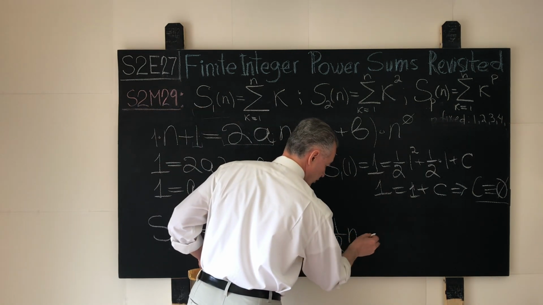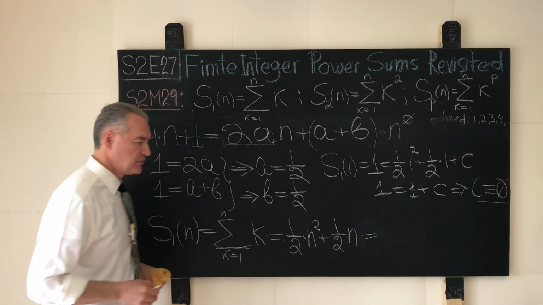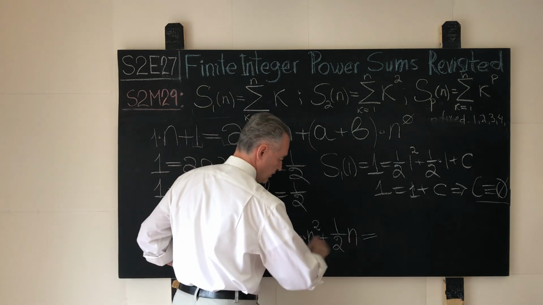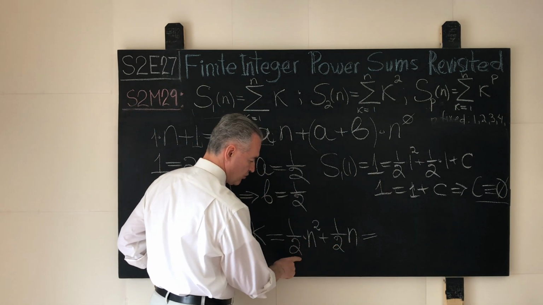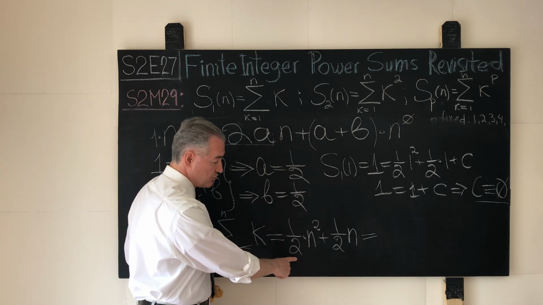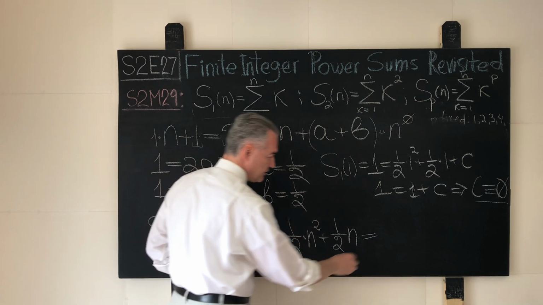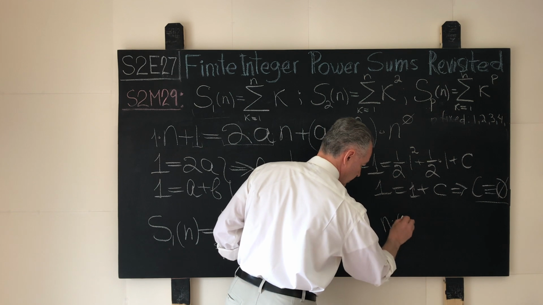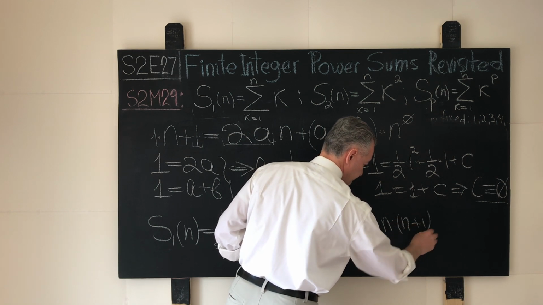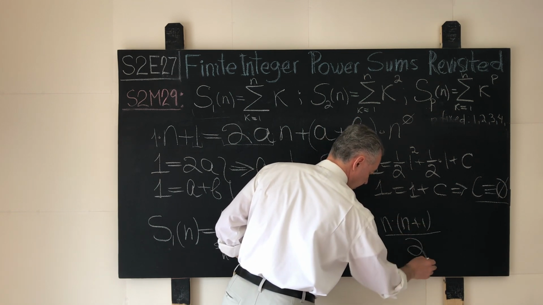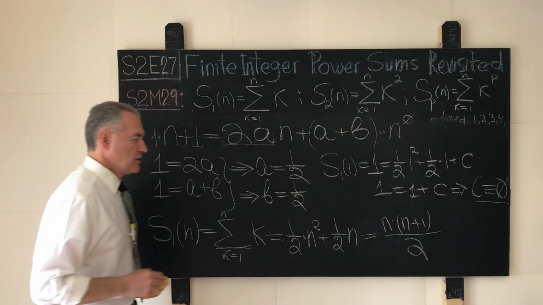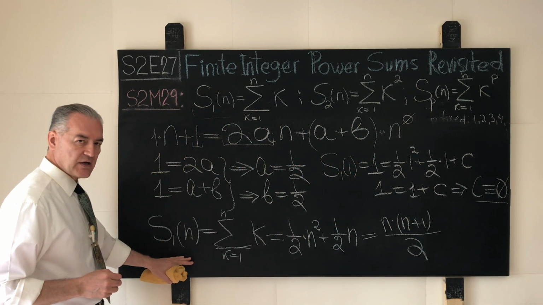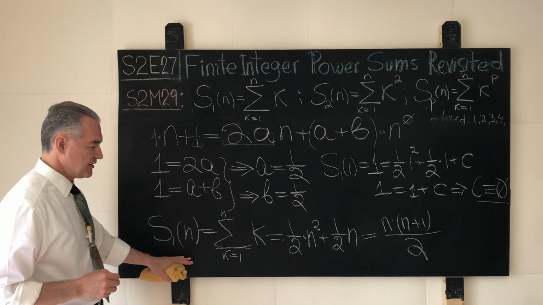But for now, for those who are used to our middle school format of this formula, we can collect everything under one denominator, which is 2, factor out n, and we have the familiar n times n plus 1 over 2, the number of handshakes, and so on, formula for the finite integer power sum S1.